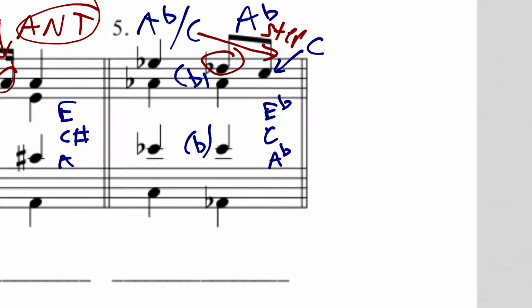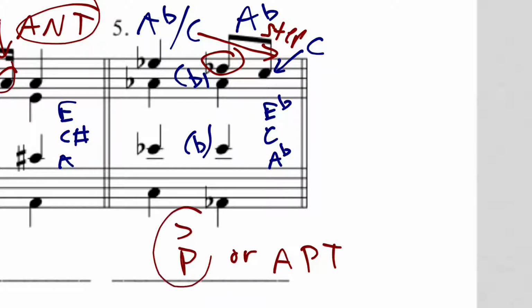So it's same direction, just steps, so it's a passing tone, but it's an accented one. There's a couple ways you could write that, and many of them are correct, but you can just go a P like this with the accent mark over it. Some people also write accented passing tone like that. I prefer this, just the P for passing tone with an accent mark over it.